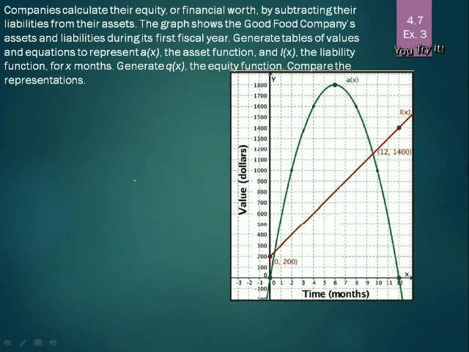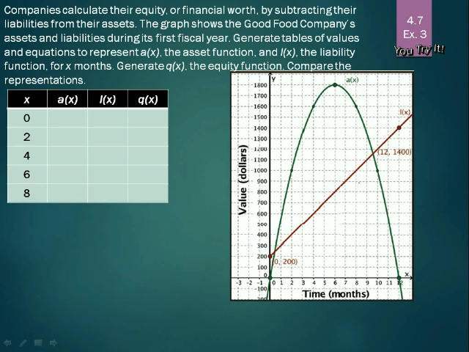Compare the representations. Okay, so let's just look at this graph here. So we know that the equity of this company will equal their assets, A of x, minus L of x, their liabilities. So let's go ahead and figure out some of these values, put them in a table. We'll graph it and we'll find the equations.